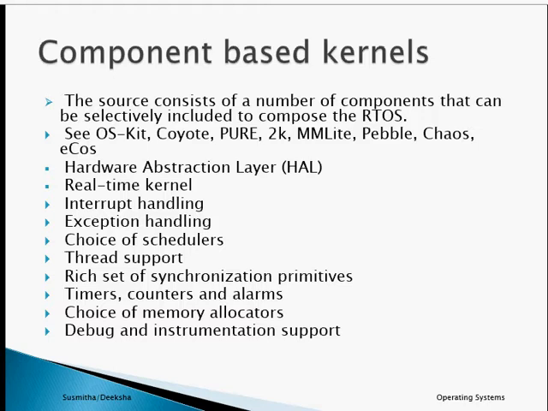Let's get into the details of these components. Hardware abstraction layer. Hardware abstraction often allows programmers to write device-independent, high-performance applications by providing standard operating system calls to the hardware. Real-time kernel. This is also known as real-time Linux. Interrupt handling. It is also known as interrupt service routines. It is used to handle high-priority conditions.